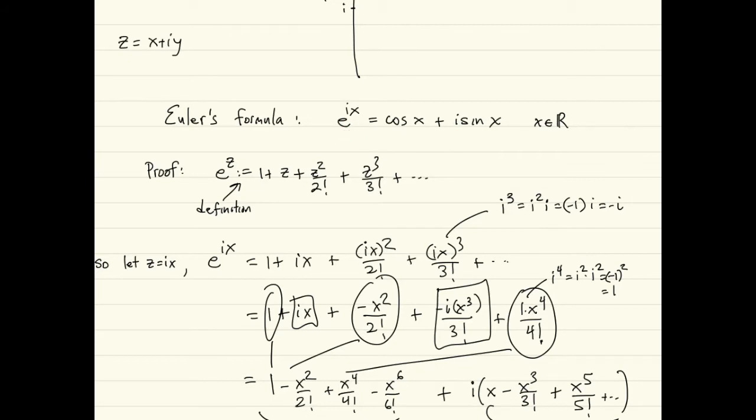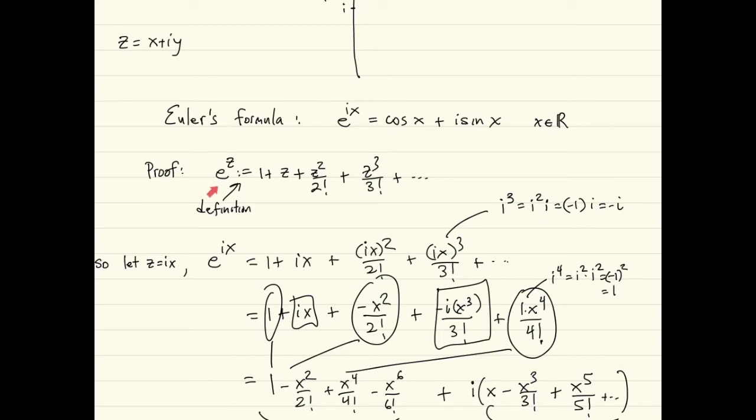Well, we have to go back to calculus. The definition of e to the z, how to take the real number e and raise it to the zth power, is using the power series for the exponential function, namely 1 plus z plus z squared over 2 factorial plus z cubed over 3 factorial.